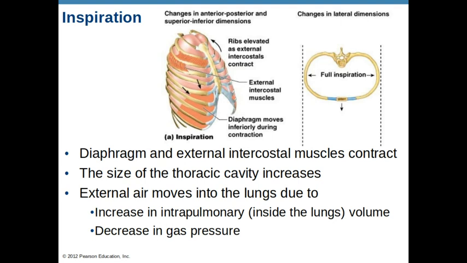So, inspiration, breathing in. What happens here is the diaphragm contracts and the external intercostals, and we remember those are the muscles between the ribs. So, when we say the diaphragm contracts, it's moving down. Okay, it says here the diaphragm moves inferiorly during contraction. So, moving the diaphragm down increases the volume of the thoracic cavity. Moving these ribs outward, we see right here, it's moving outward. That's going to increase the volume of the thoracic cavity.